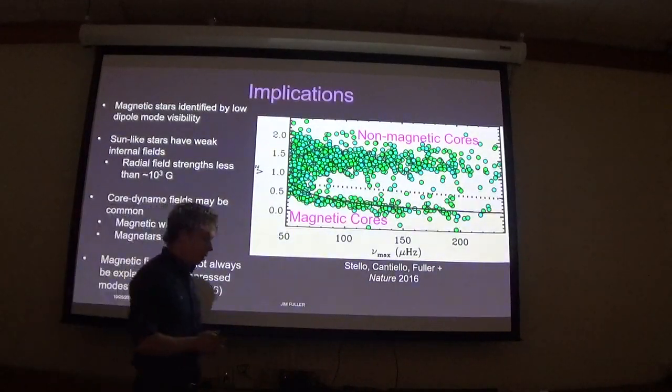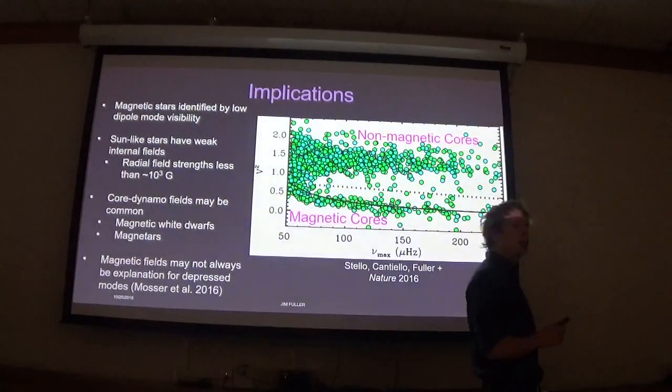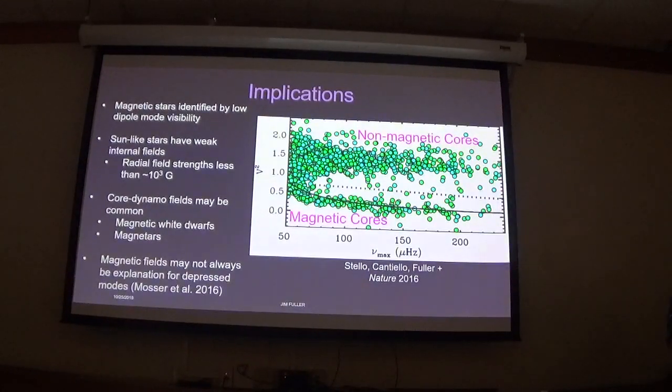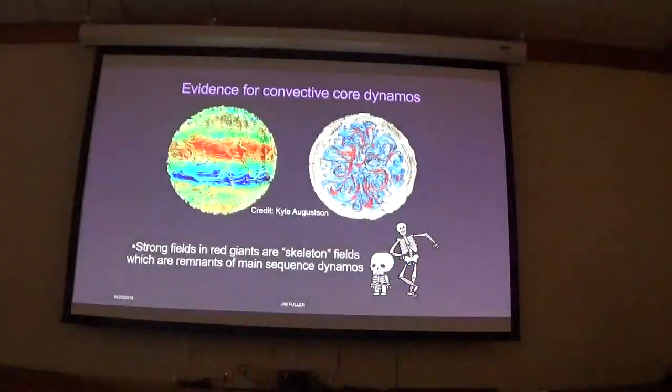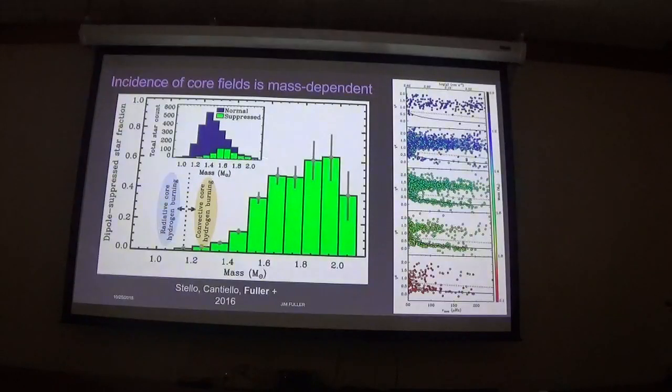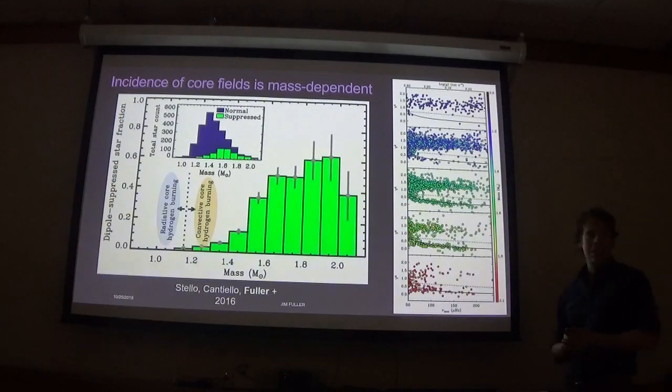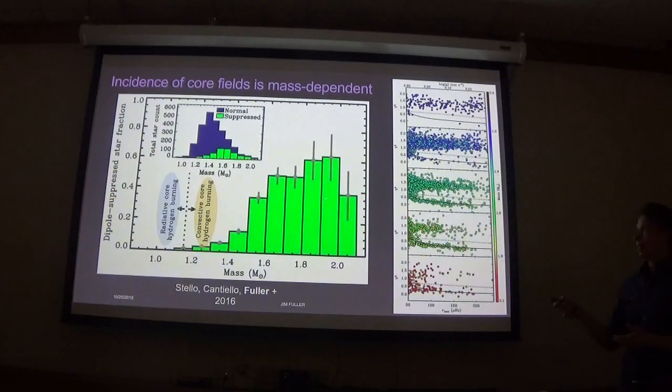Yeah, Charlie. Basic question. You showed this nice plot earlier that at fixed mass, you still see a bimodality. Yes. So that seems also a little odd. Yeah, why isn't this number 100% or 0%? Exactly. So that's one of the mysteries that persists. Why do we only see this in some stars? I don't have the answer to that.